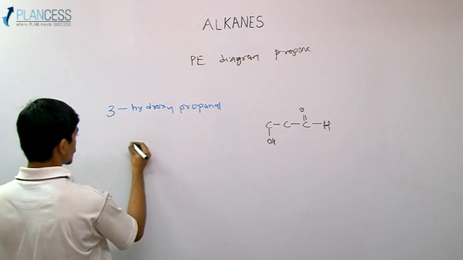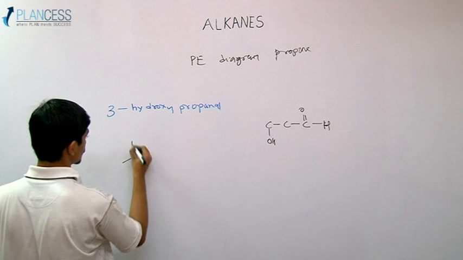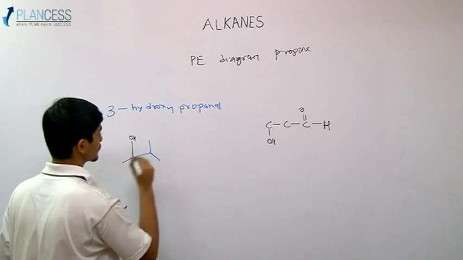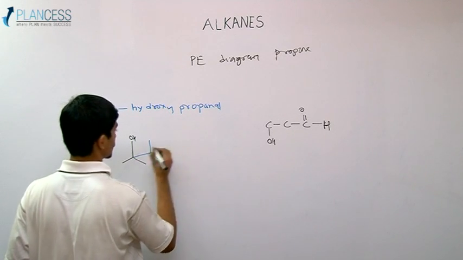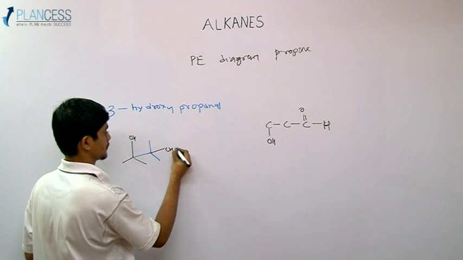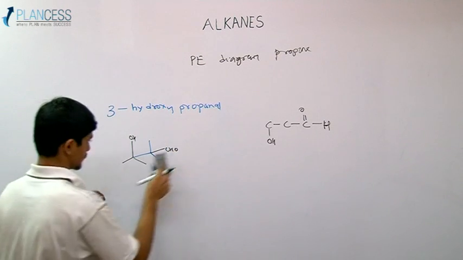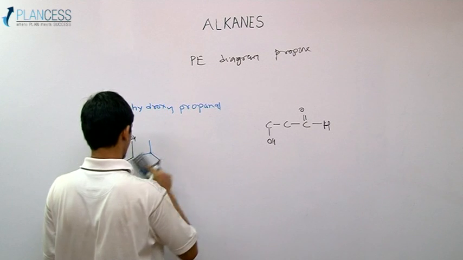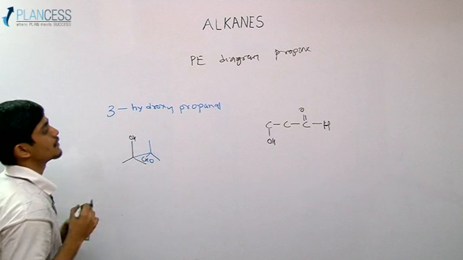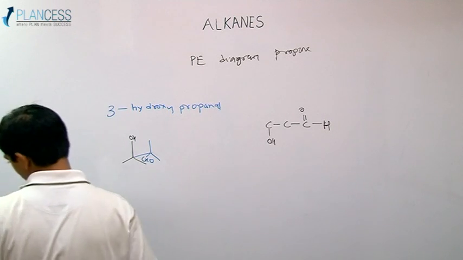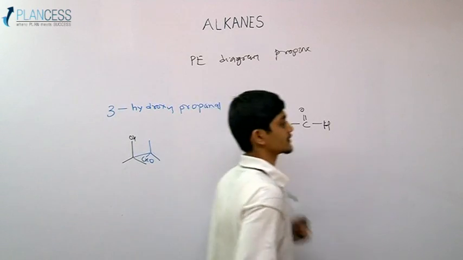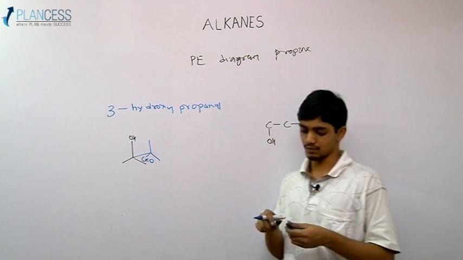The Sawhorse projection would have, on the front carbon, OH, and the other two are hydrogens. On the middle carbon, two hydrogens, and on the back carbon we can take this carbon itself and this group as CHO. So in fact we can draw the structure like this, with the blue and CHO like this. Fine. So now what is the reason for the stability, for the most stable conformation of this structure? What is the most stable conformation of this structure?